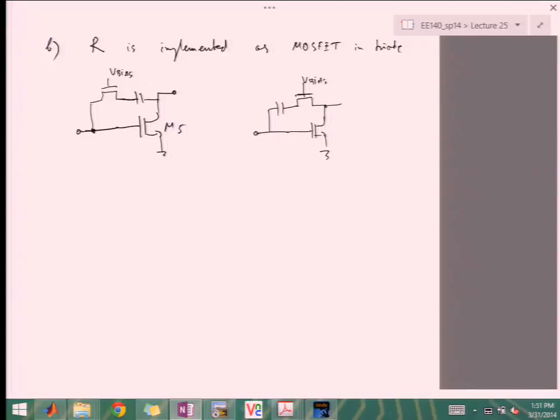Any takers? Which side? The left or right? The left. Okay, so your left. So you're saying this would be easier? What's the reason?